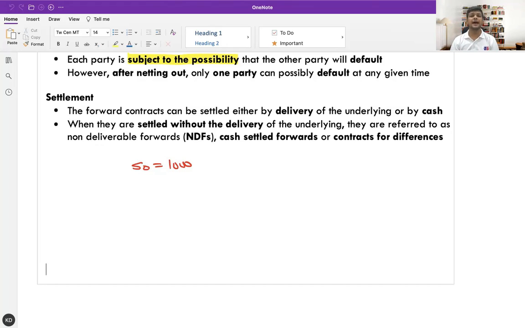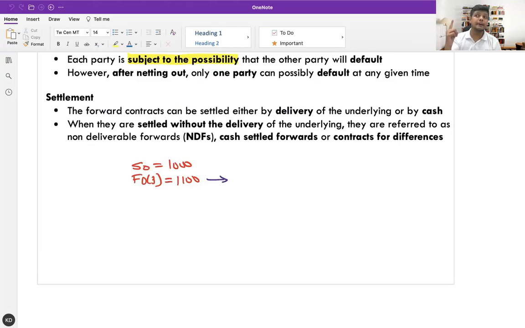It means that if you want to buy today, how much will you have to pay? 1,000. And the forward price after, let's say, 3 months, is 1,100. You probably want to buy the asset in the future. So what will you do? You will today book the asset, book the contract. Am I clear?